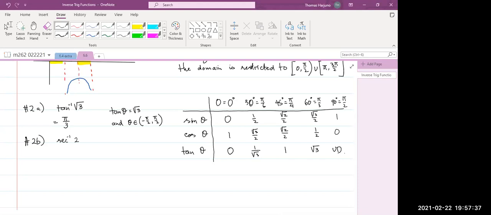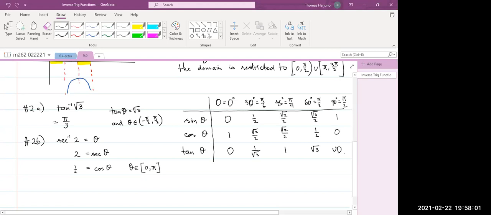Secant inverse of 2. Let's call this theta. So 2 equals secant theta. But if secant theta is 2, then cosine theta will be 1/2. Now the thing is, cosine is restricted to quadrant 1 and quadrant 2. Is it pi over 3? That's pi over 3, that's right. So theta equals pi over 3.